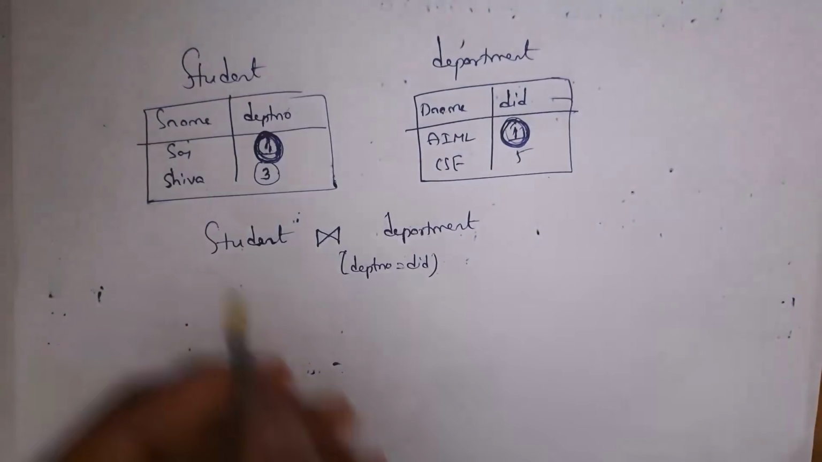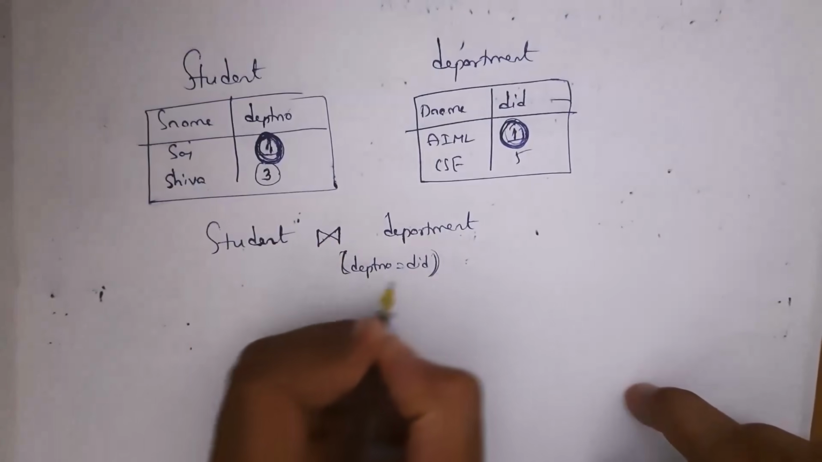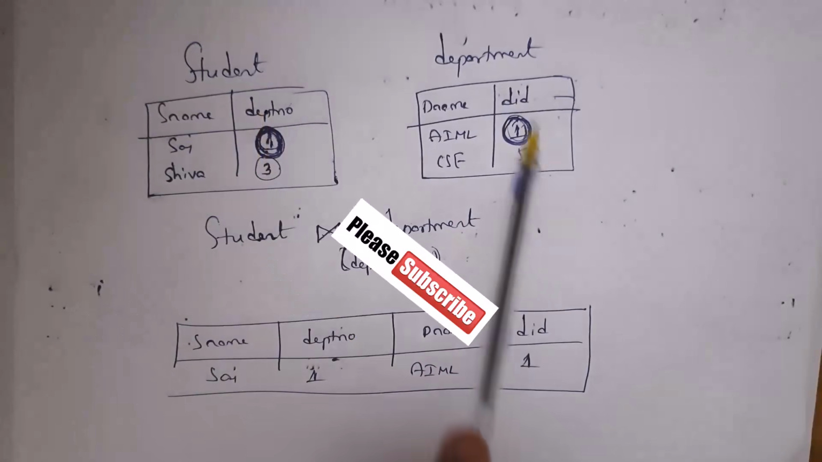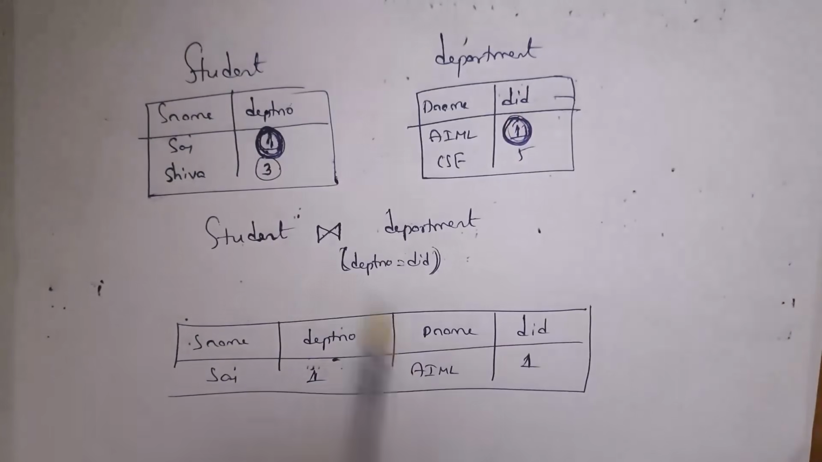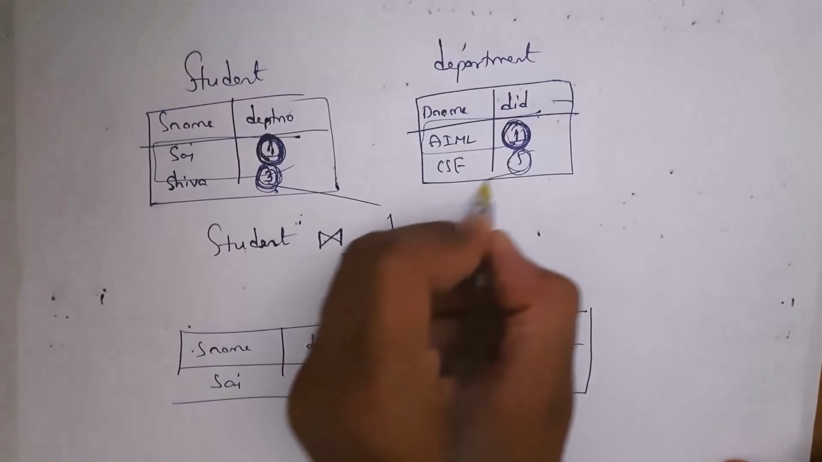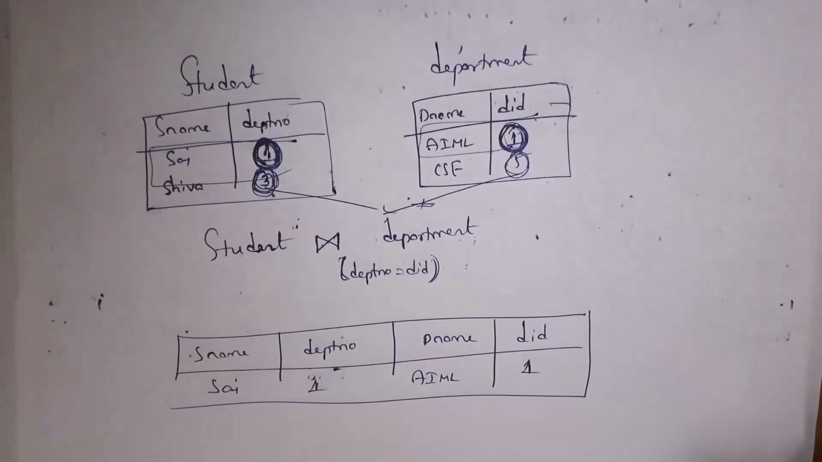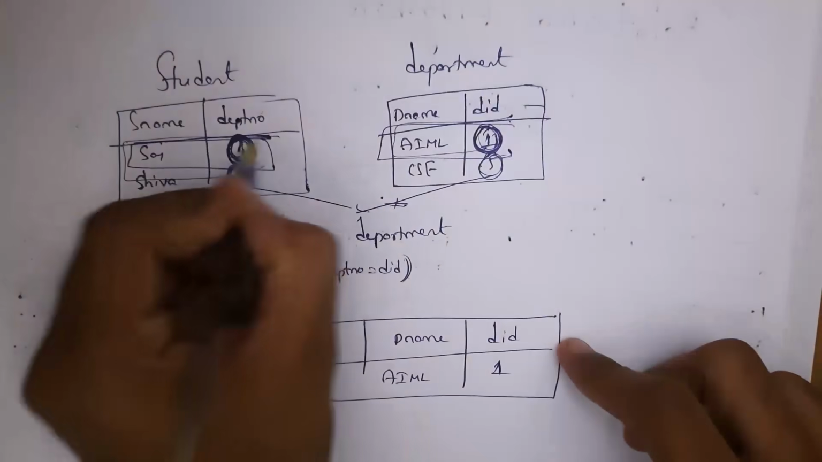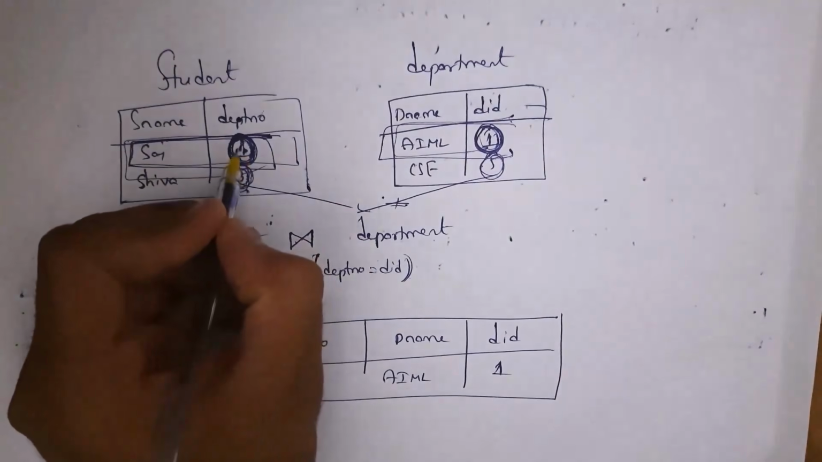So I am writing here student, this is the join symbol, student join department, and here I am giving the condition, department number equal to DID. Here in department number there is 1 and in DID there is 1, so 1 equals 1. So it will combine these two records. I will get the output Sai 1 AML 1. The other values are not equal, so it will display only Sai 1 AML 1. This is my output. In joins we combine two rows based on a common attribute. Guys, rows and records are the same. This Sai 1 is considered one record, or you can also call it a row.